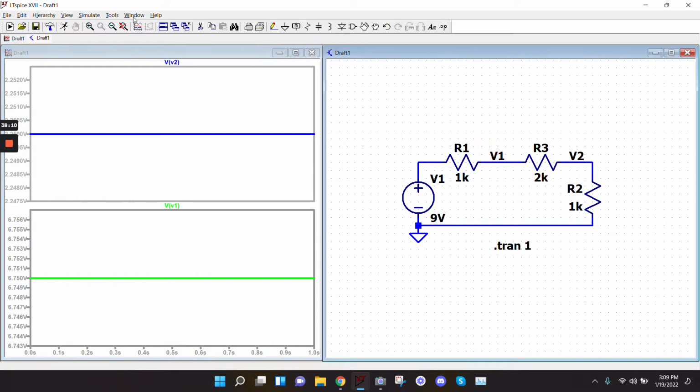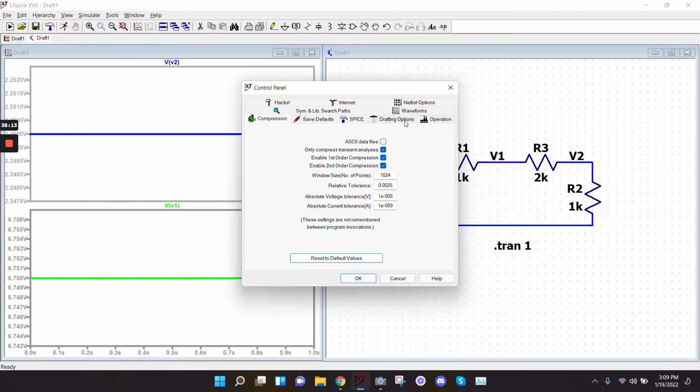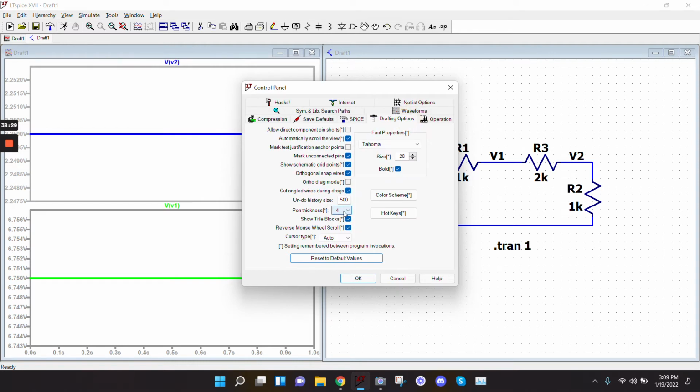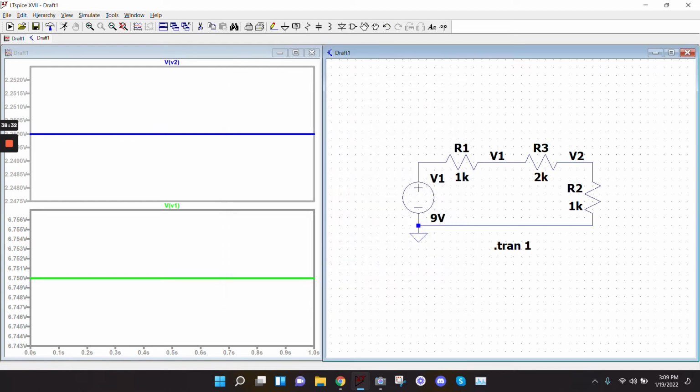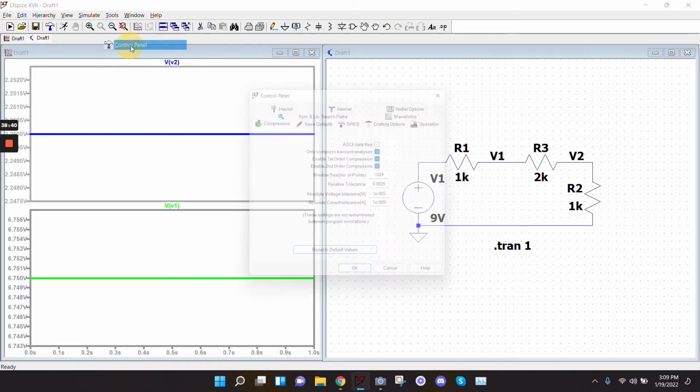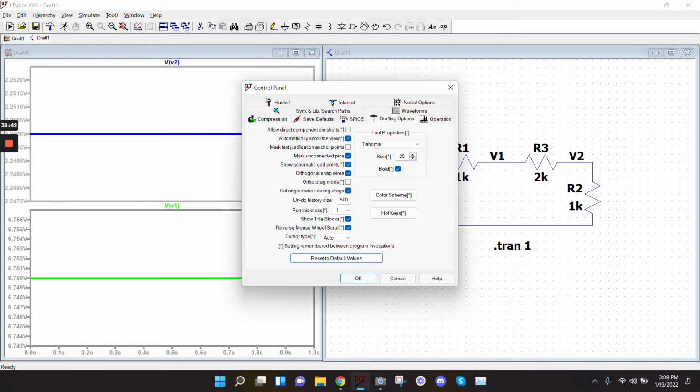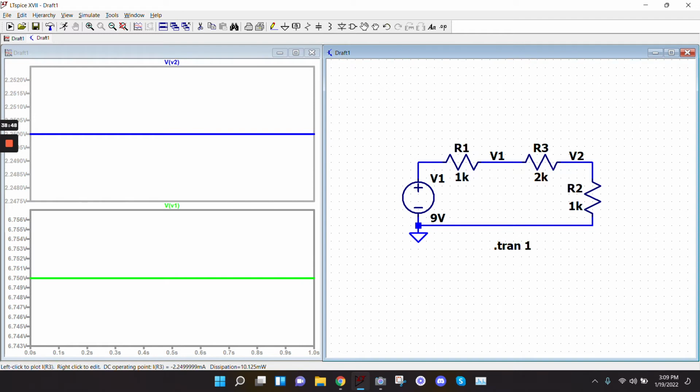When you default in LTspice, again, this is all recorded. So if you're like, holy crap, he's going over so much stuff right now, you can watch it on 0.25 speed later and then it'll be fine. So I think it's drafting options and then pen thickness. If I change it to 1, this is what it defaults to. And it's super duper thin, you see? If I go back and change it back, control panel, drafting, pen thickness 4. That's what I keep mine on because it just looks a little bit better.